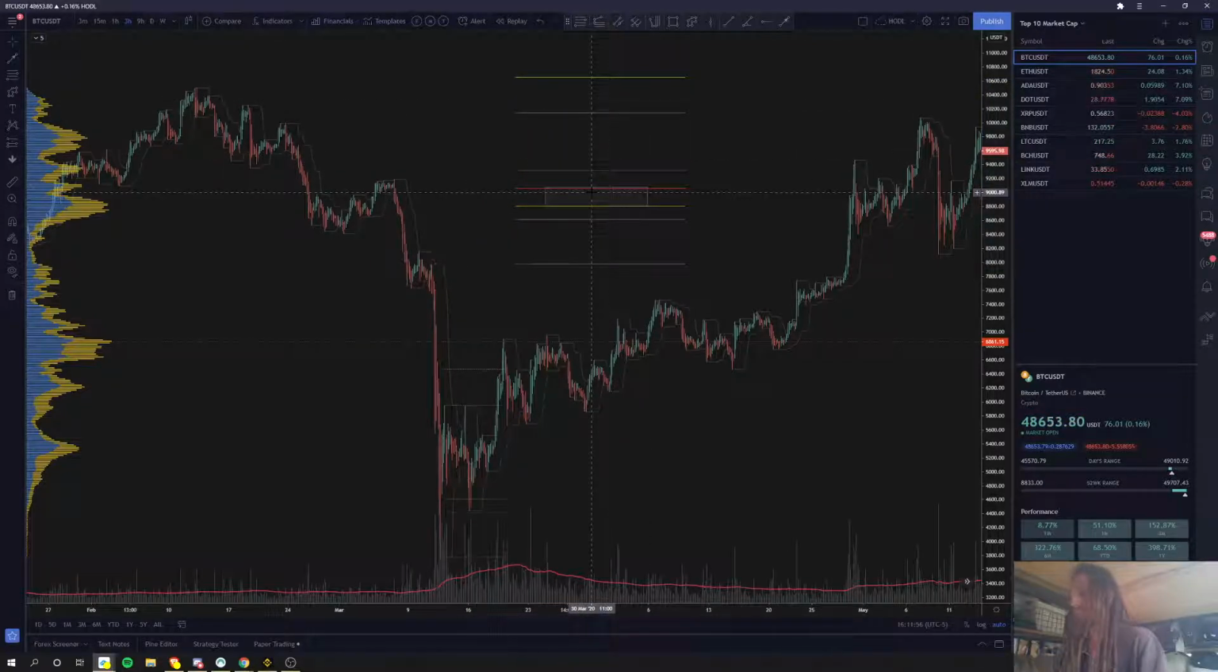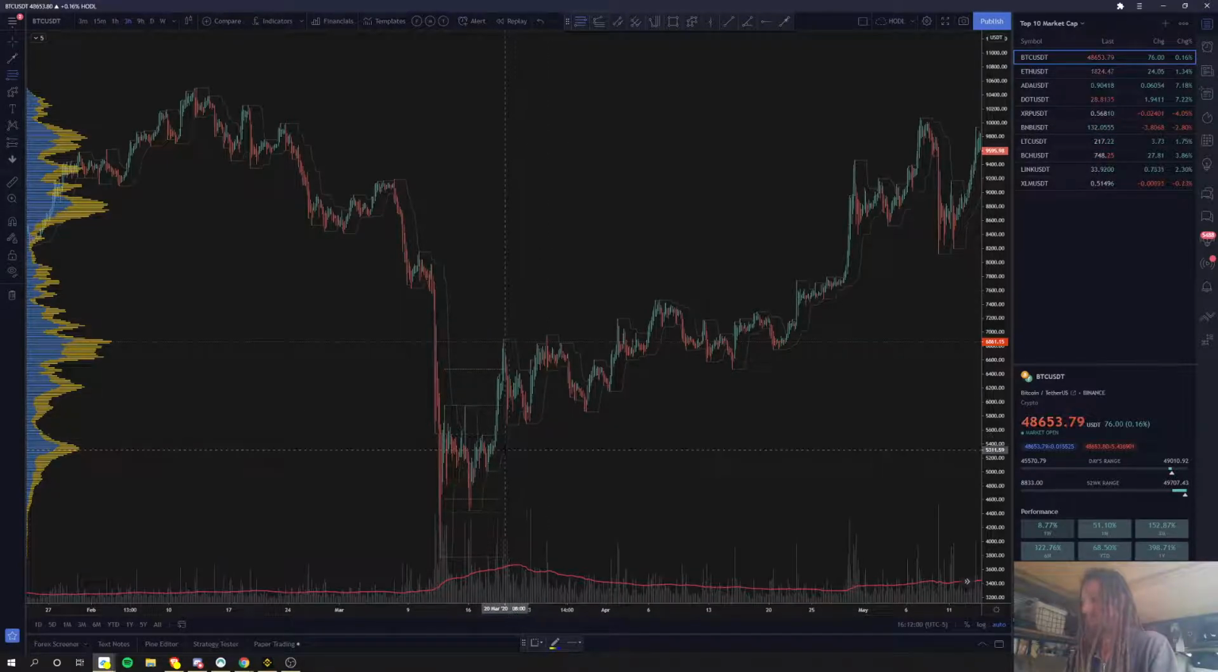Now that we got that basic part out of the way, we can get back to Bitcoin here. And by the way, I'm not going to do a full analysis on every chart here because I plan on doing the top 10 market cap. That would take too long. I want to try to keep this as short and sweet as I can. So we're just going to get going here.